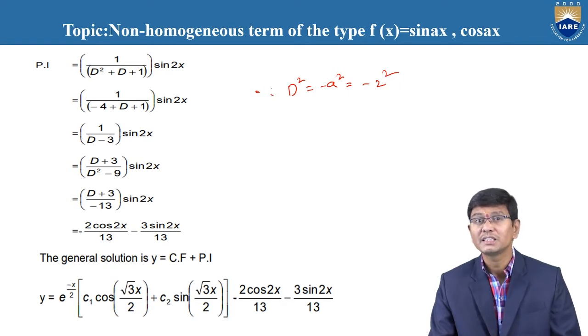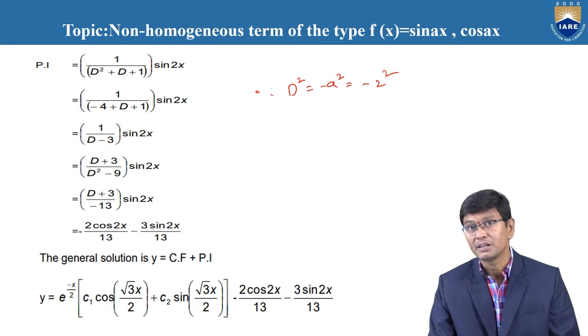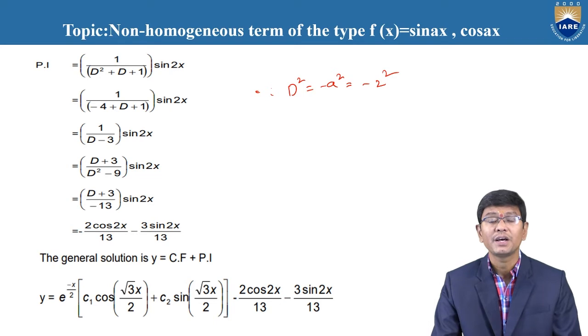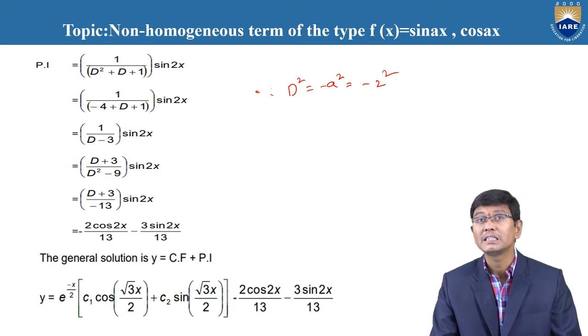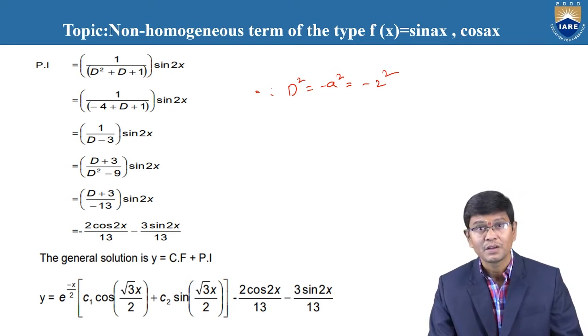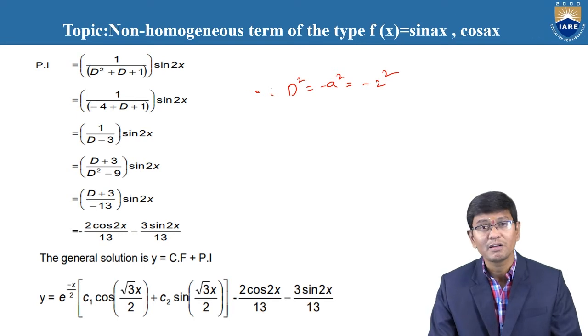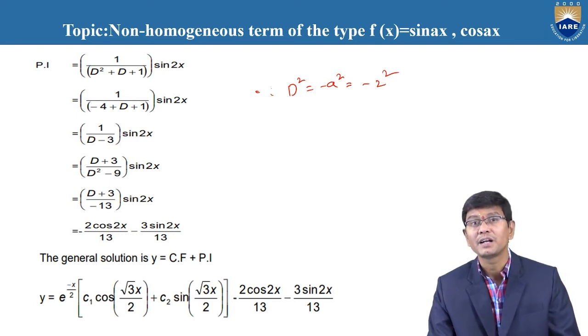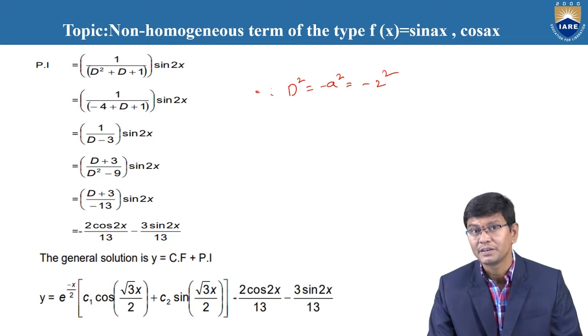Therefore, using this condition, we get 1 by minus 4 plus d plus 1 into sin 2x. After simplification, the denominator is 1 by d minus 3 into sin 2x. Here, it is not possible to simplify directly because the denominator again involves d. But we require d square, because q of x requires sin of ax plus or minus b or cos of ax plus or minus b.